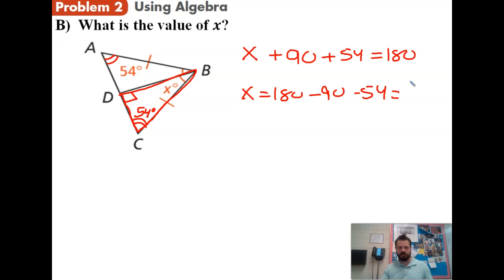I want to check that quick. So we end up with x equals 36 degrees. Okay, so that'd be one way to get my answer.